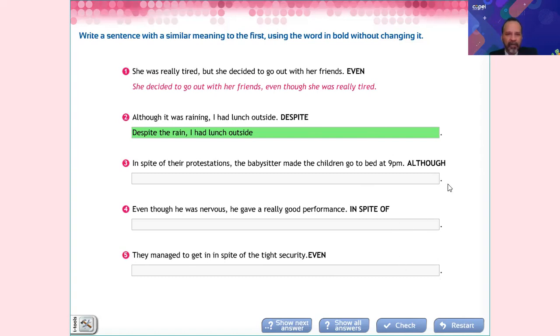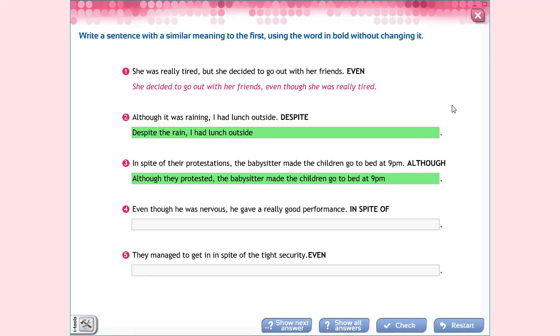Next, number 3: in spite of their protestations, the babysitter made the children go to bed at 9 p.m. Although. The babysitter made the children go to bed at 9 p.m. Out of the protestation. Or although they protested, the babysitter made the children go to bed. Yes, it was correct too, Diana, what you said. This is a British book, remember, British.